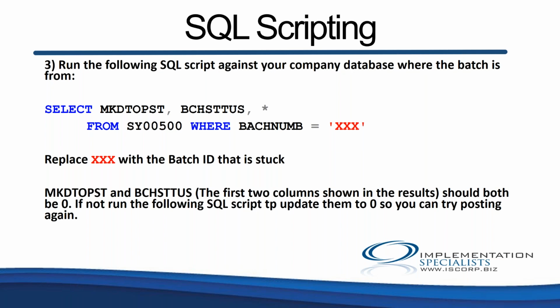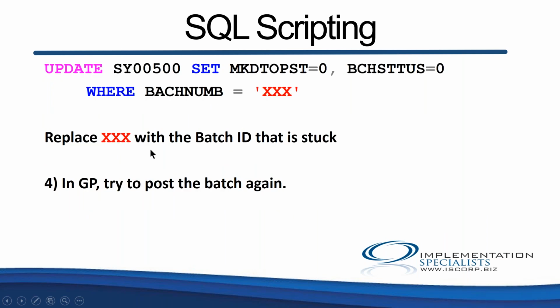So when you run the script, again replacing those X's with your batch ID, it will come through. In most cases, mark to post and batch status should both be 0. If there were error messages, batch status might have a different value, or if you've printed your checks, if this is a purchasing batch, it may have printed checks. So the batch status on that would not be 0. Usually once it prints, it doesn't really get stuck.